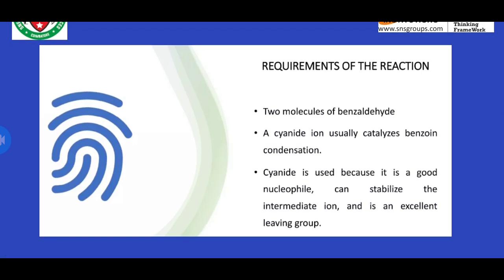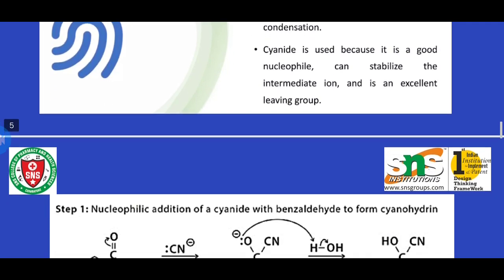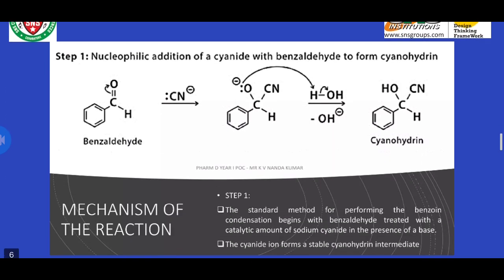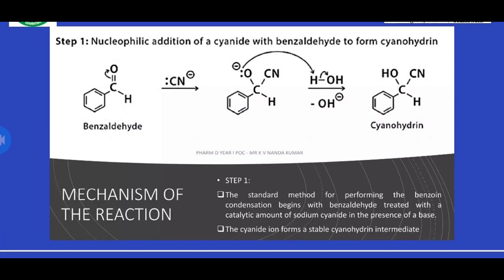Next, we shall move to the requirements of the reaction. Here we need two molecules of benzaldehyde and cyanide ion. Already I said why we are using cyanide: it is a good nucleophile and it can stabilize the intermediate which is formed, and it is also an excellent leaving group. Next, we will see the mechanism which is undergone in the benzoin condensation.